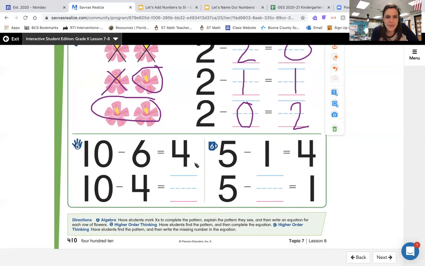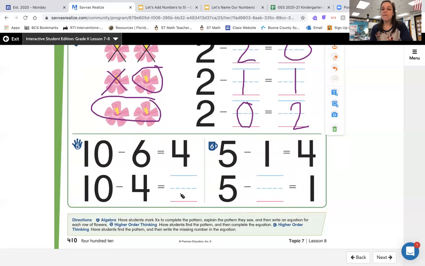It says that we are going to find the pattern and then complete the sentence, okay? So on number 5, we're starting with the whole group of 10. So I'm going to read the top sentence to you. I want you to read it back to me. 10 take away 6 is 4 left over. Your turn. 10 take away 6 is 4 left over. But now, the second time we have 10 take away 4 is blank.